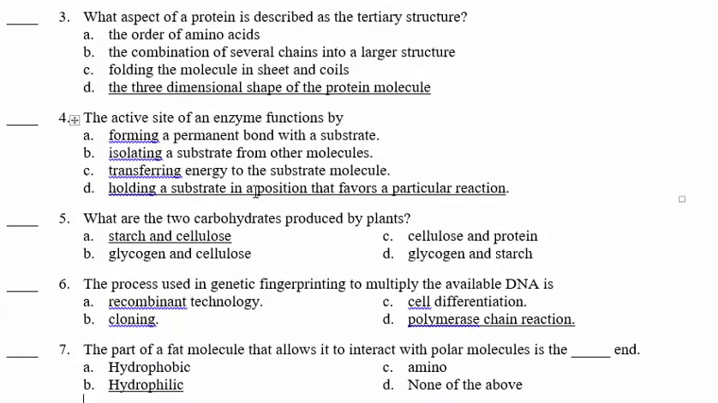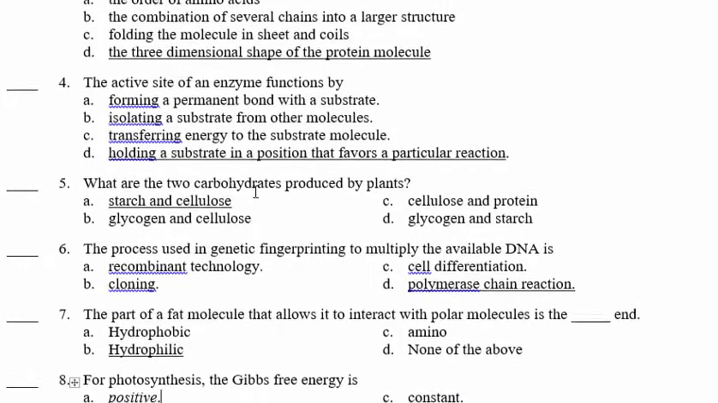Number 4, the active site of an enzyme functions by, okay, so whenever an enzyme is present during a chemical reaction, the aim of the enzyme is to make the chemical reaction happen. So it holds a substrate in a position that favors a particular reaction. It is going to keep the substrate, which are the reactants, in a certain place to make sure that the chemical reaction happens. So the enzyme is just a kind of catalyst that pushes the chemical reaction to happen.